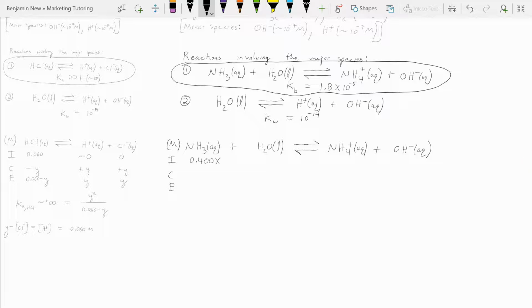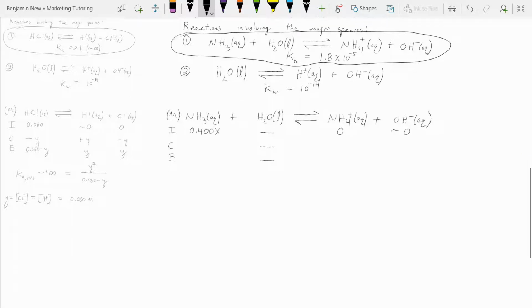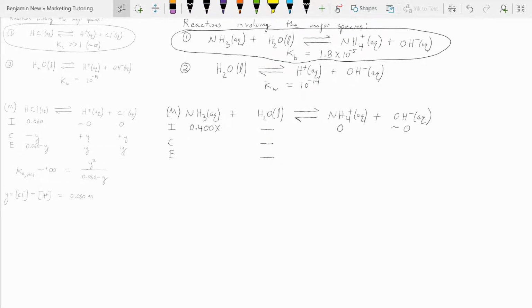0.400x. And the water column, since that's a liquid, will not come into play in terms of the equilibrium, because any pure water, pure liquid, or pure solid will not come into play. So ammonia at the beginning is 0, and OH similarly is approximately 0, since it's like 10 to the minus 7 at the beginning, but we just consider that 0. Similarly with the HCl.